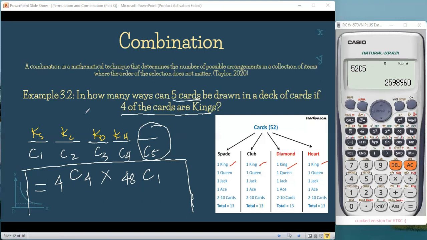So let's calculate. Let's shift clear first to remove everything we solved earlier. So that is the combination of 4 taken 4 at a time times the combination of 48 taken 1 at a time. That will give us still 48.